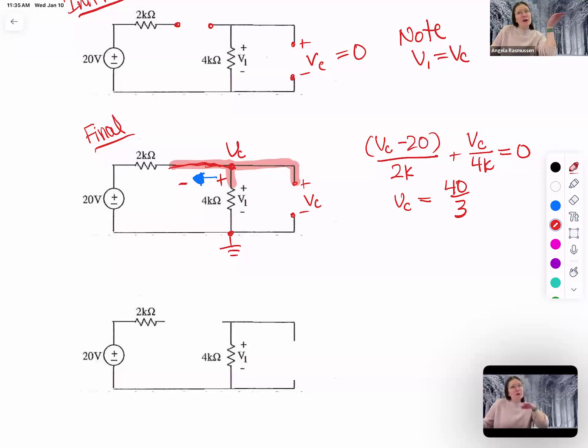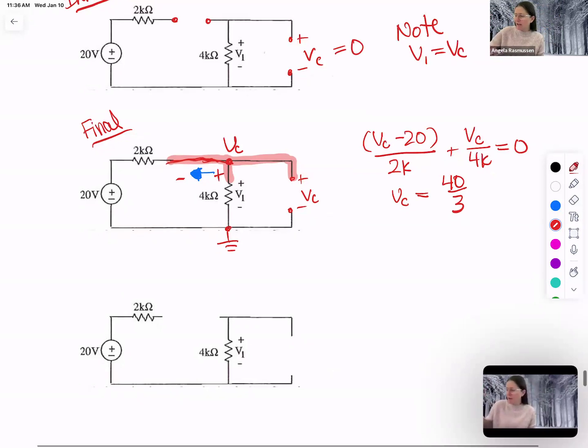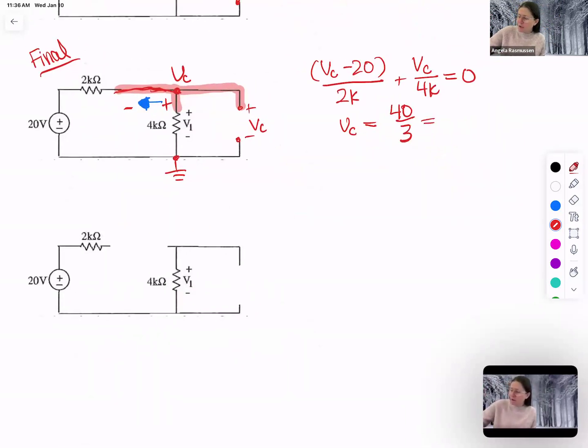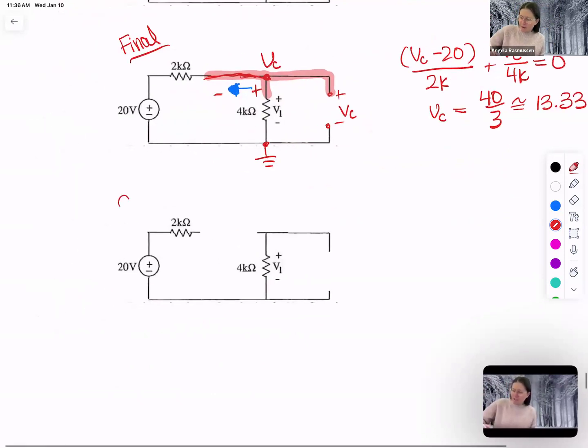With the arrow being drawn in this direction, I draw my arrows outward always because I want to do a KCL summation of them always just plus, plus, and plus. But you can draw your arrow any way you want and then describe the current going in the direction of whatever way you label your arrow. You start at the plus side and then you subtract off the arrow side. So in this case, VC minus 20 over 2K, and then solve that, it ends up being 40 over 3, which is approximately 13.33.